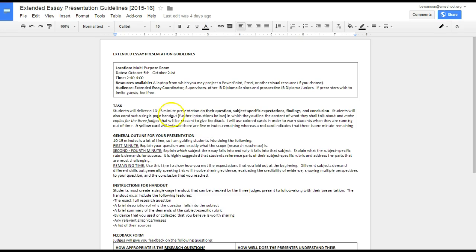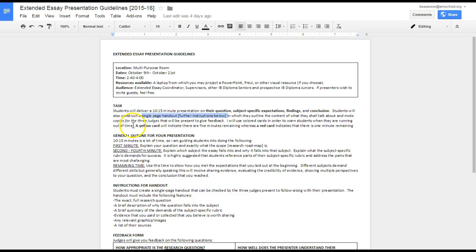So here are the main focus points of the presentation. It'll be 10 to 15 minutes, which seems kind of long, but actually it's not, especially if you're considering that you're really sharing your 4,000 words. You're not going to read it, but you're sharing the equivalent of 4,000 words of knowledge. It's very extensive. There's going to be attention to the question, the subject-specific expectations, the findings, and the conclusion that's reached. And like I said before, there's going to be a panel of a few judges. Students should make a handout, which is preferably a single page, but I've also got a handout that's multiple pages, which really either way works.